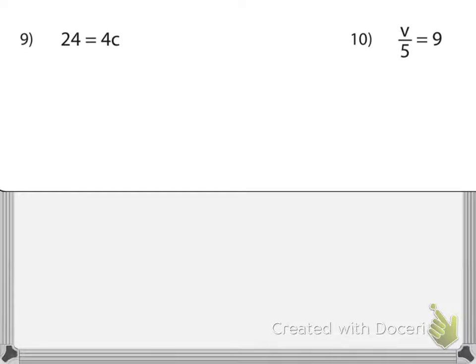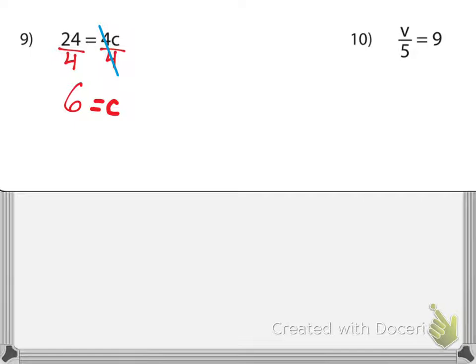For number 9, each side you have to, I'm kind of confused because I feel like it's 4. Yeah, we divide both by 4. To cancel out the multiplication, we're going to divide both by 4. 4 over 4 becomes 1, so I'm just left with C. And then, what is 24 divided by 4, Jamal? 6. There we go.